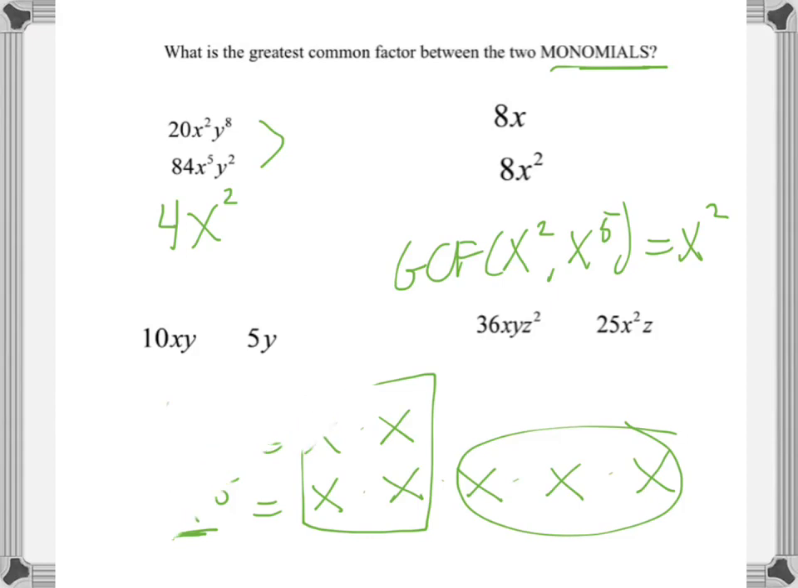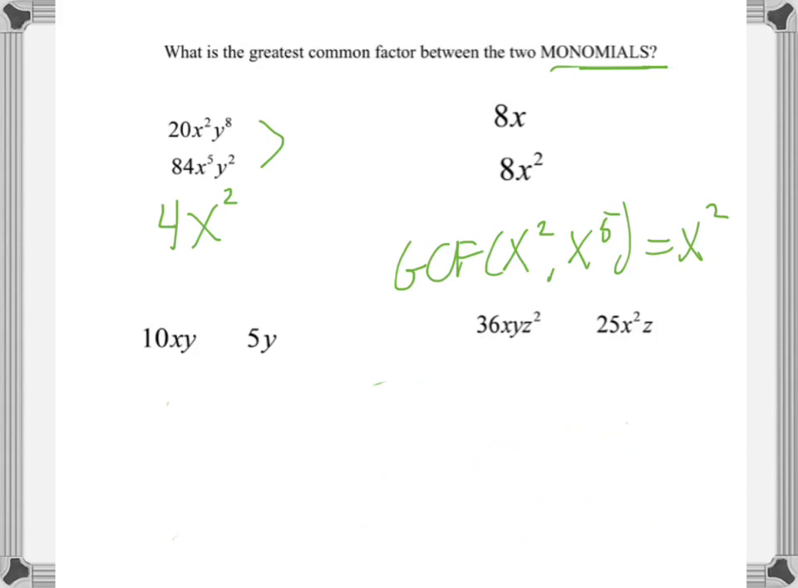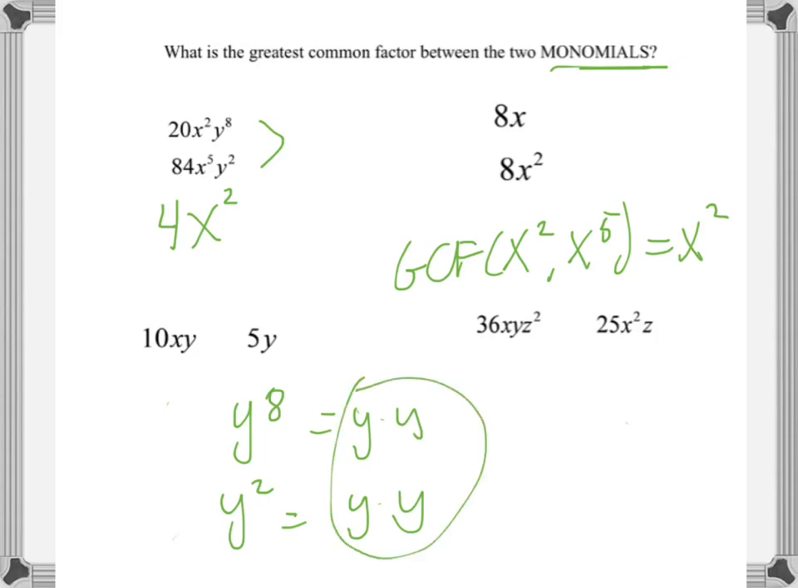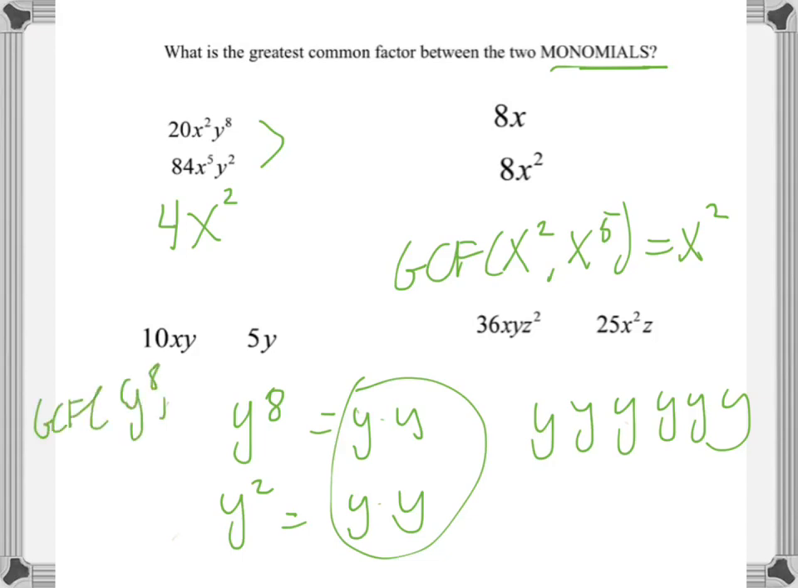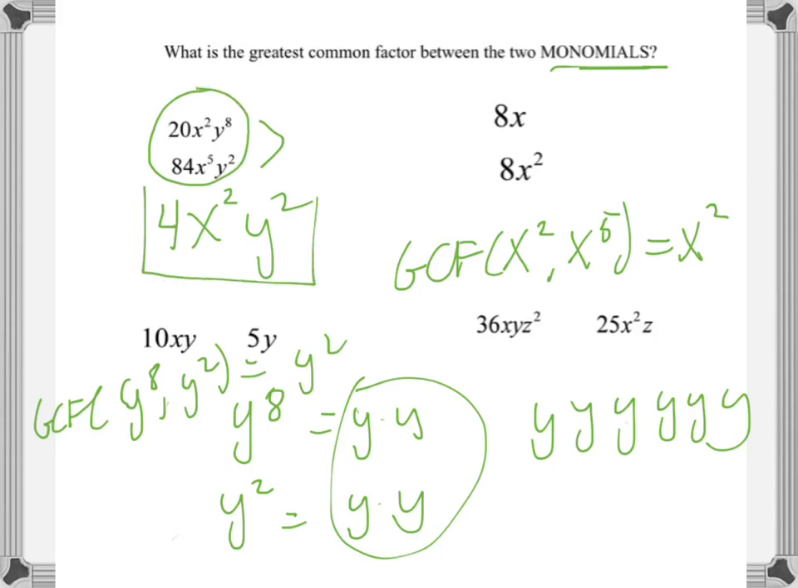Likewise, y to the 8th and y squared. Think of y to the 8th as having 8 y's in it and y squared as having 2 y's. Well, they're going to share those 2 y's. Y to the 8th is going to have 6 more y's in it. So the GCF between y to the 8th and y squared is y squared. So the GCF between these two monomials is 4x squared y squared.